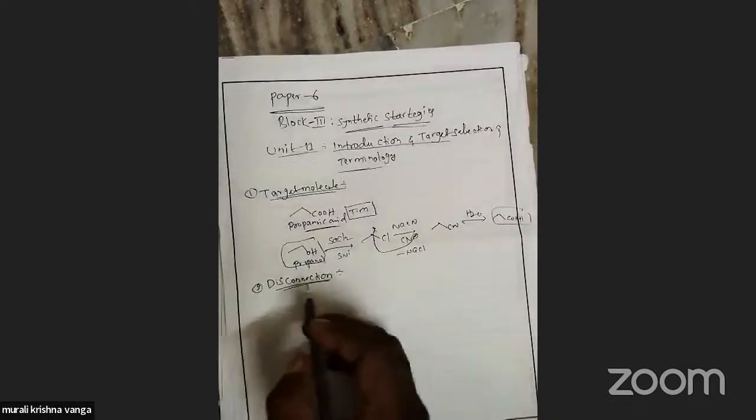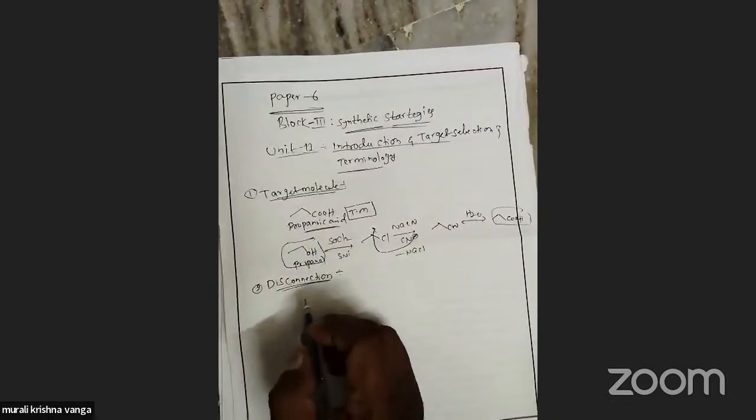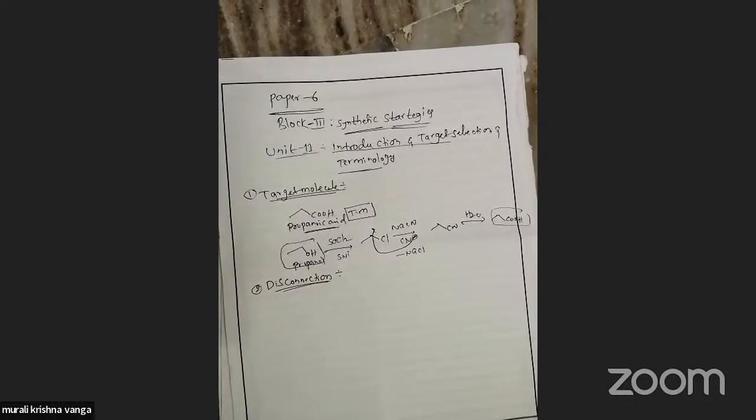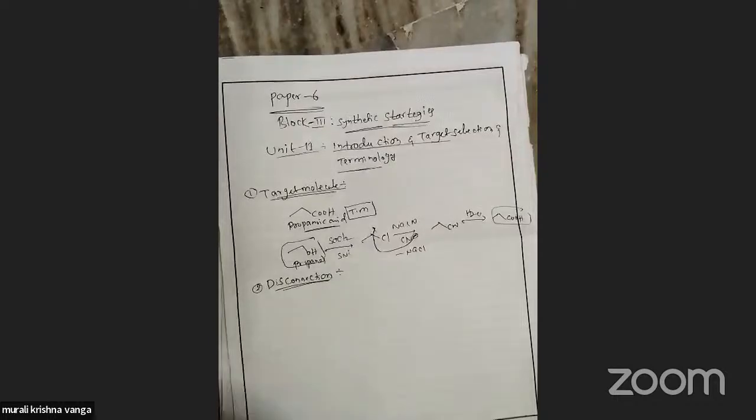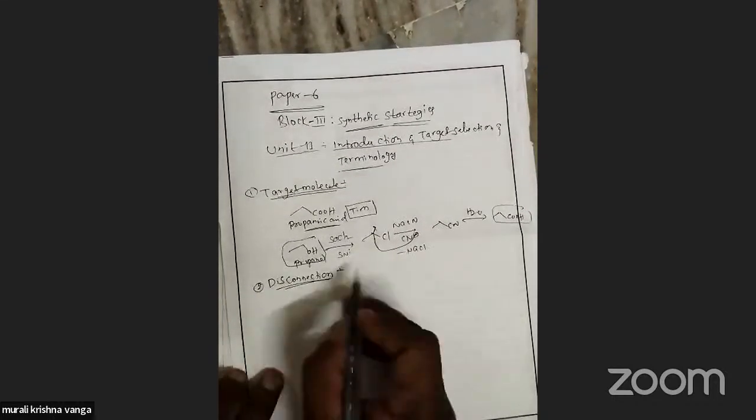So now I am taking disconnection. What does disconnection mean? The idealized, hypothetical or imaginary breakdown of the covalent bonds in the target molecule, or in the reversal of synthesis, that is retrosynthesis, is called disconnection. Here I am taking the best example.